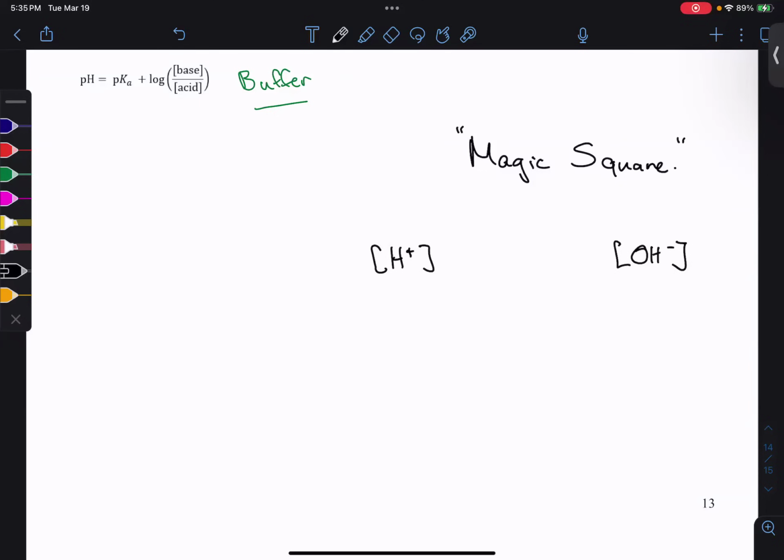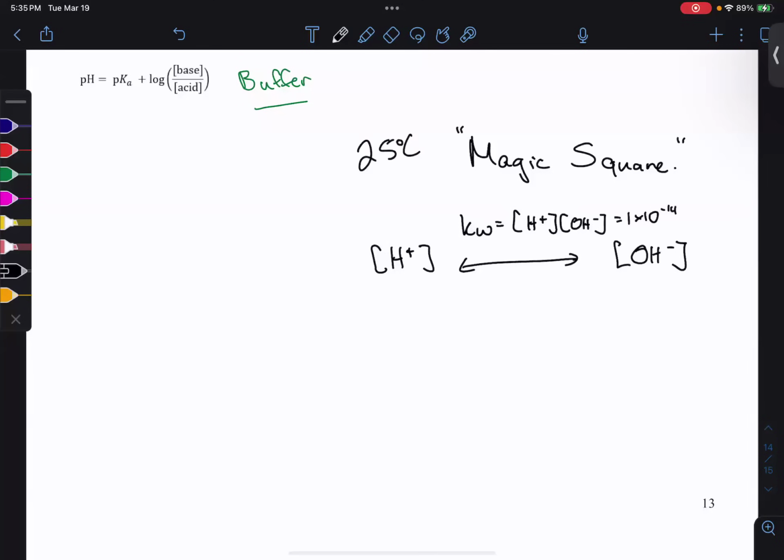Both of these values are related to each other by what constant? Kw. So Kw equals H+ concentration times hydroxide concentration for any sample. It could be an acidic sample. It could be a basic sample. It doesn't matter. How much H+ and how much hydroxide are present in that sample are related by Kw. And we know what Kw is at 25 degrees Celsius. It's 1 times 10 to the negative 14, right? So let's pretend this magic square is at 25 degrees Celsius. That's how those two values are related to one another.